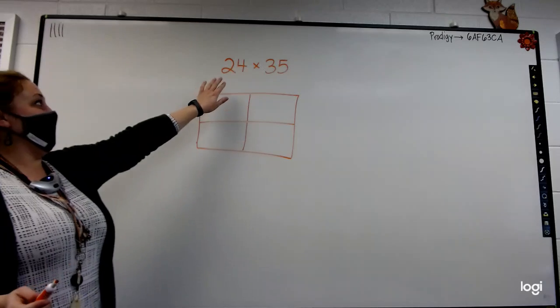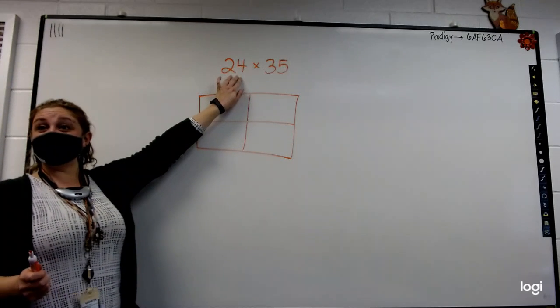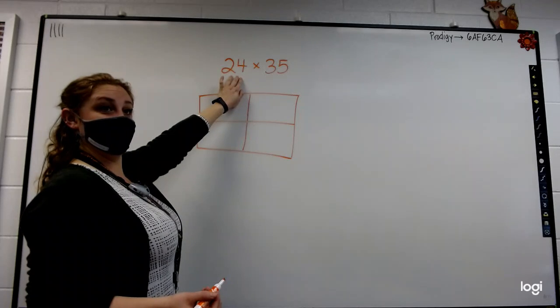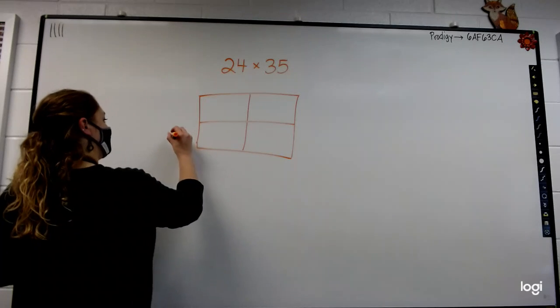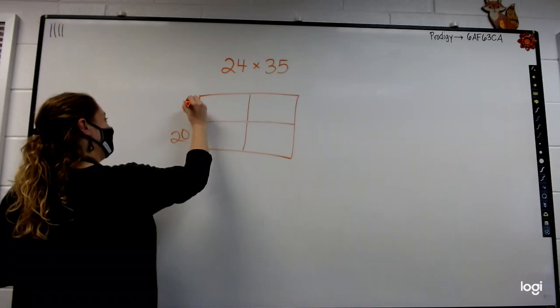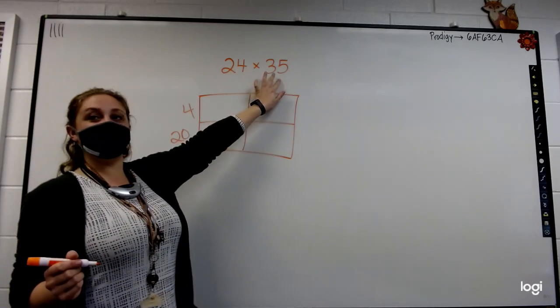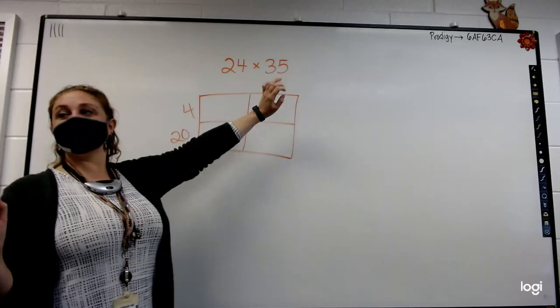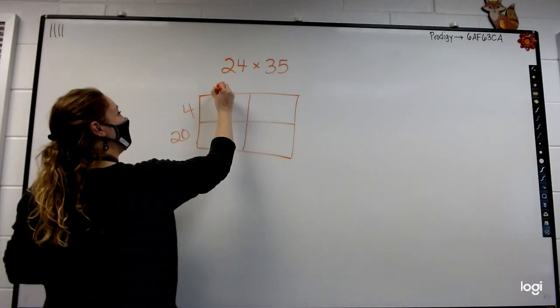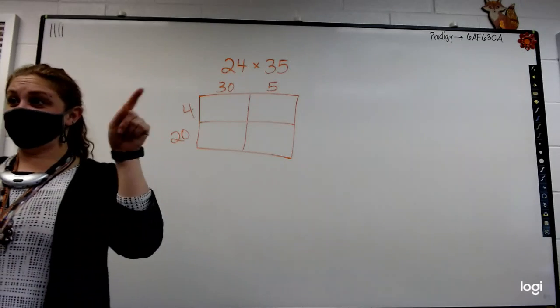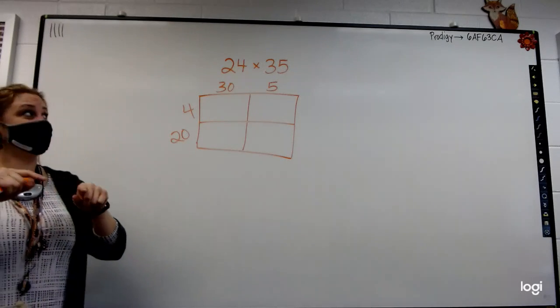All right, so how am I going to split this 24 apart into its place values? Cadence? 20, then a 4. Perfect. We've got a 20, and we've got a 4. And if I add this together, I would get a 24. What about my other digit? Quentin? 30 and 5. 30 and 5. Excellent. All right, and now we just cross our numbers, find where they meet, and find the answer.